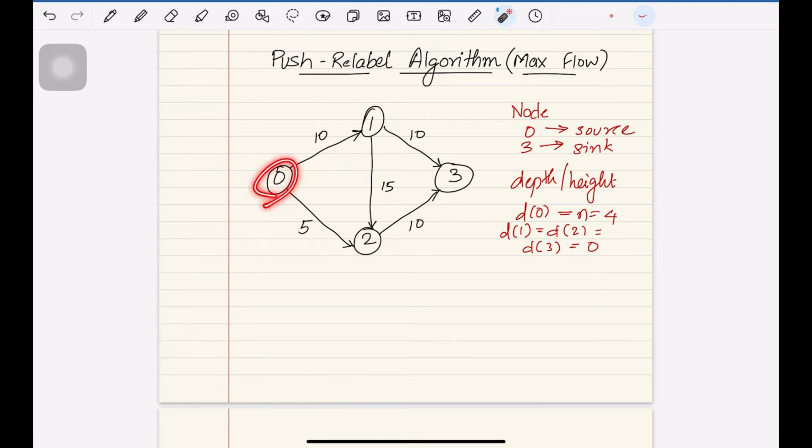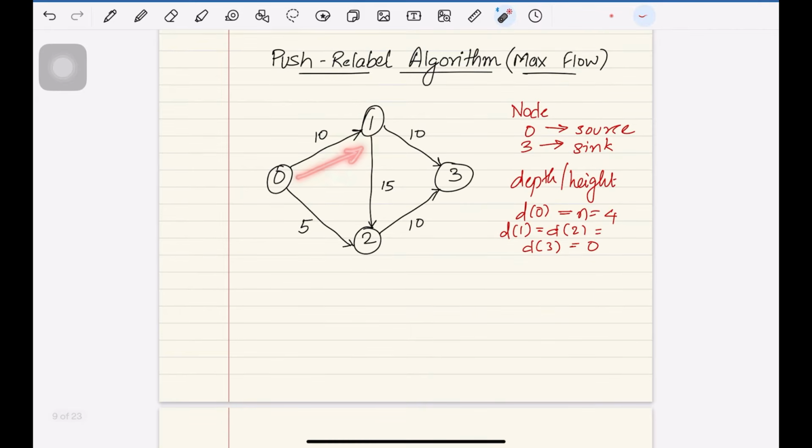We are given the source, which is 0, the sink is 3, and we need to know the depth or the height of each node, so that we can send the flow from one node to another. The condition we need to check to send anything from one node to another is whether the height of this node is higher than the node that we are sending to. So in this case, the depth of 0 should be greater than, or ideally equal to, the depth of 1 plus 1. That's how we know that the height is more than the other node.